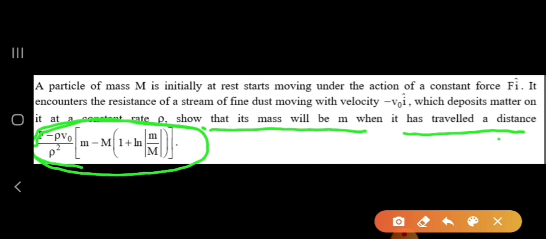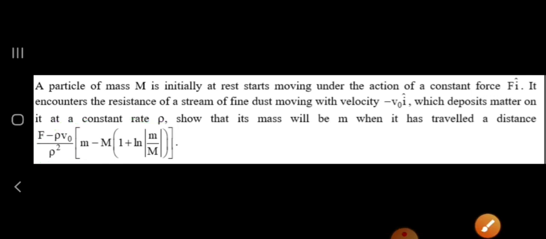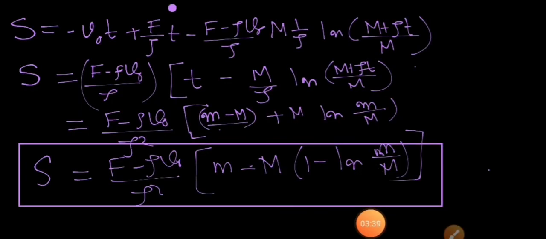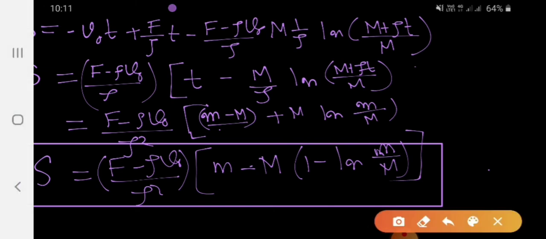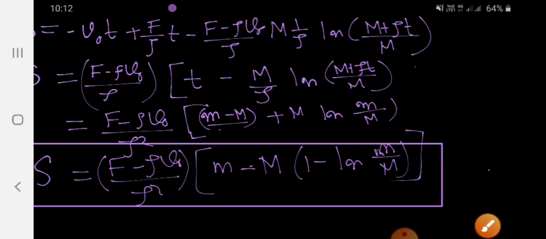This is a unidirectional axial motion. So the displacement magnitude will be (f minus rho v naught) by rho square, (m minus M) into (1 plus ln m by M). Let's check the answer. We have also obtained s equal to (f minus rho v naught) by rho square, (m minus M) into (1 minus ln m by M). So our answer is correct.